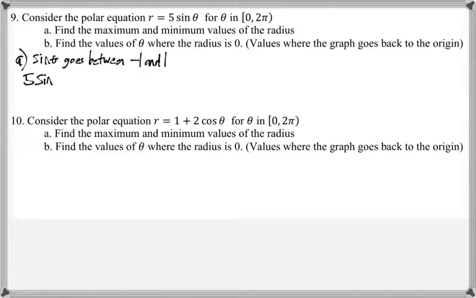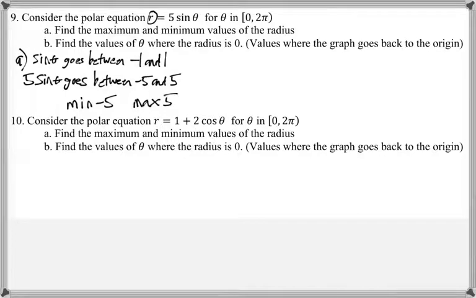So 5 sine of theta, because we changed the amplitude, this goes between -5 and 5. So this r value here, the minimum that it's going to be, because it's equal to 5 sine of theta, the min is -5. The max is 5.